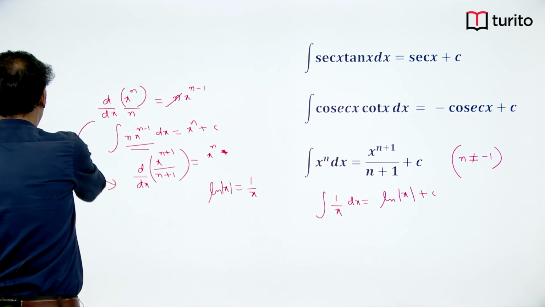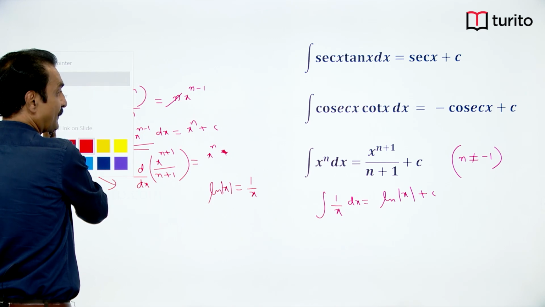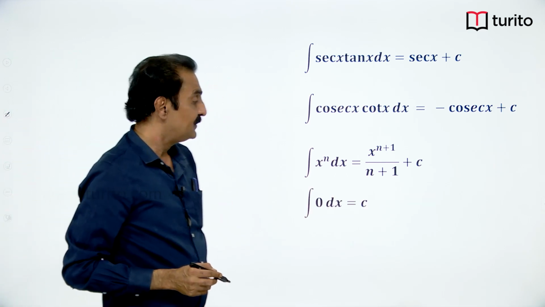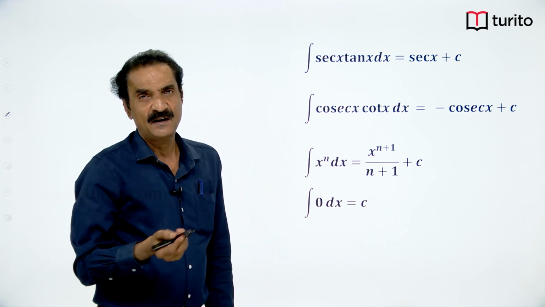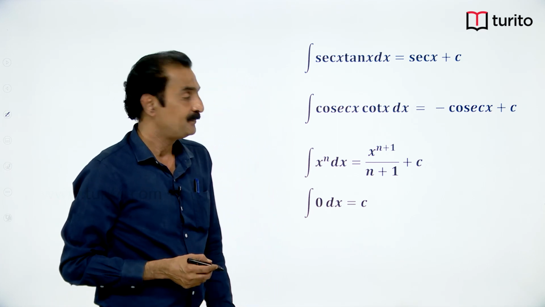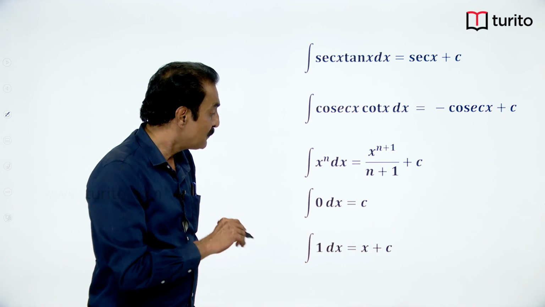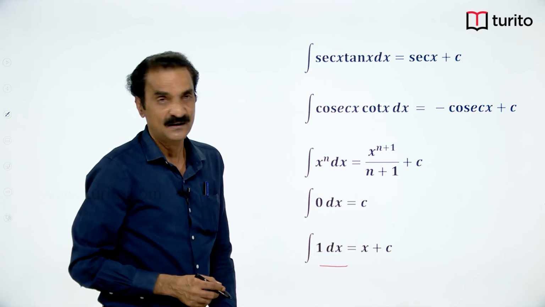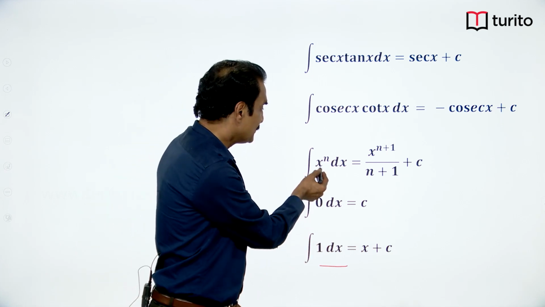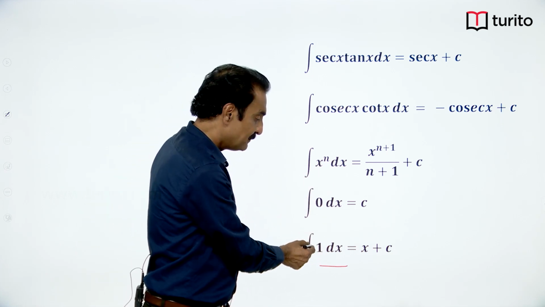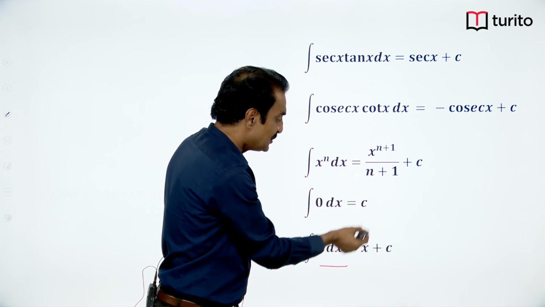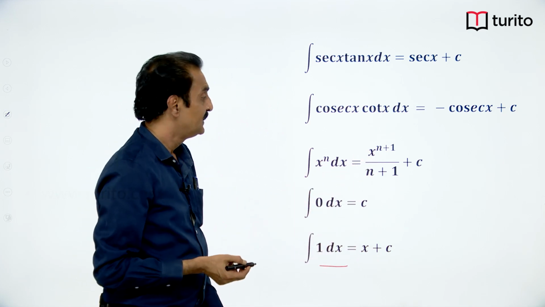Next, integral 0 dx is c, because derivative of constant is 0. Integral 1 dx is x, because derivative of x is 1. Actually, we can use this formula and get it by writing 1 as x power 0. We will get x power 0 plus 1 by 0 plus 1, which is x.